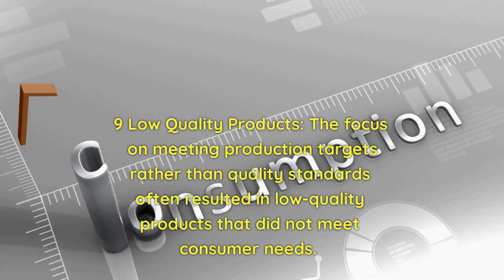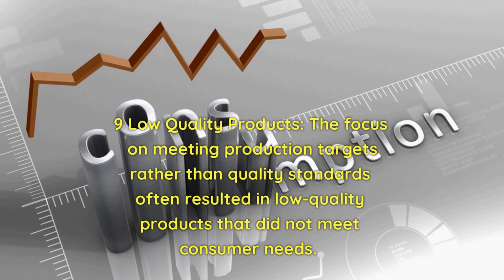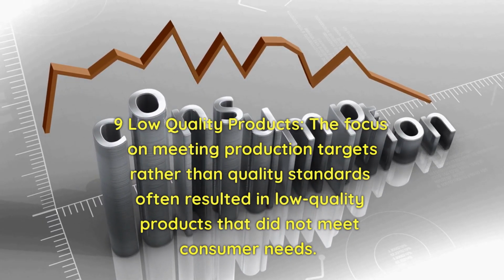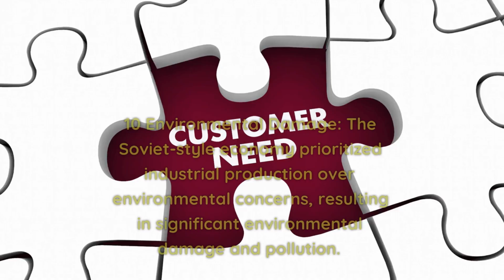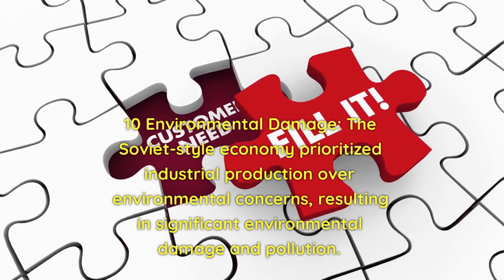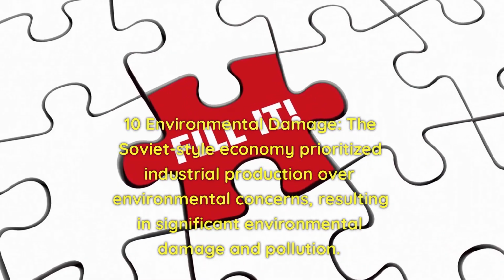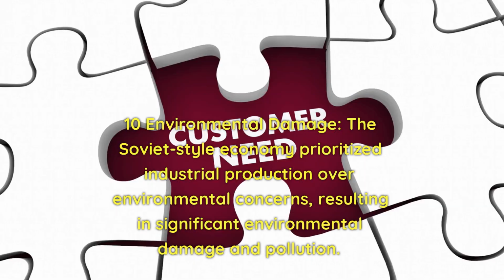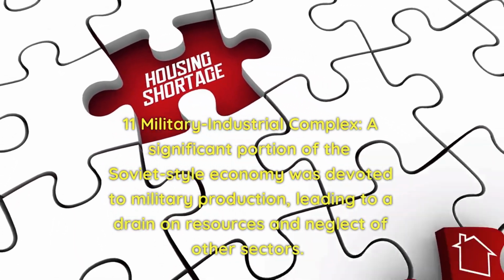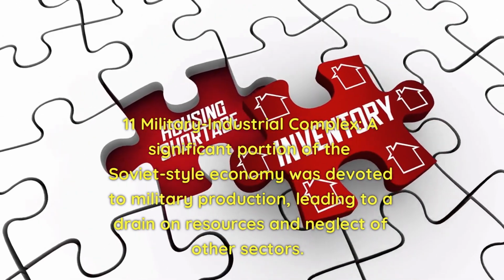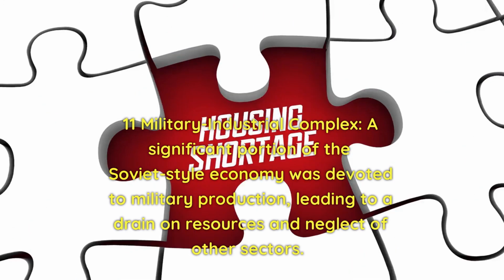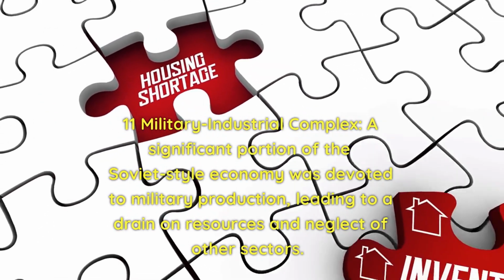9. Low-quality products. The focus on meeting production targets rather than quality standards often resulted in low-quality products that did not meet consumer needs. 10. Environmental damage. The Soviet-style economy prioritized industrial production over environmental concerns, resulting in significant environmental damage and pollution. 11. Military-industrial complex. A significant portion of the Soviet-style economy was devoted to military production, leading to a drain on resources and neglect of other sectors.